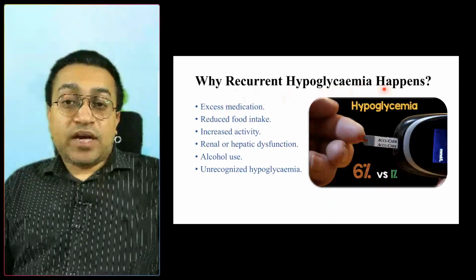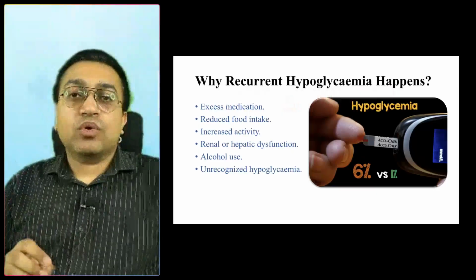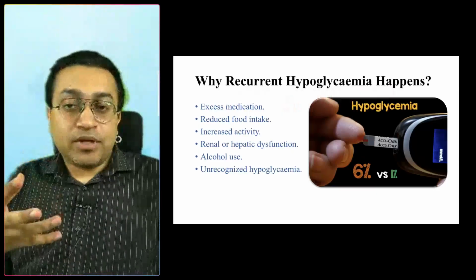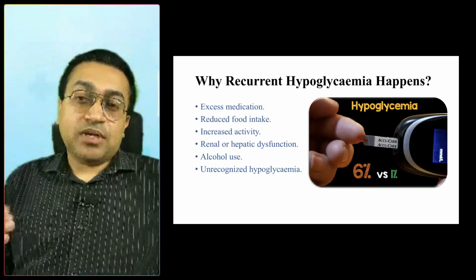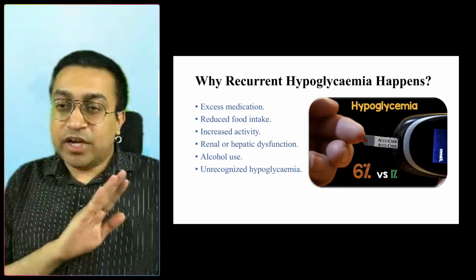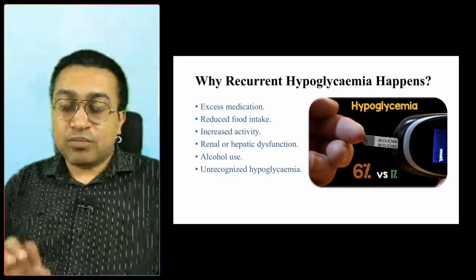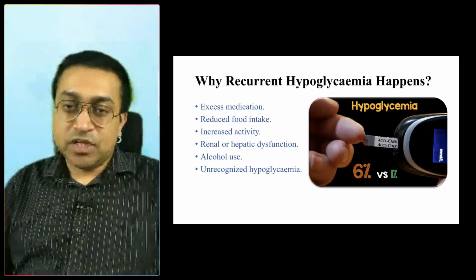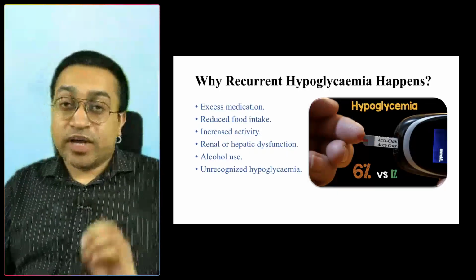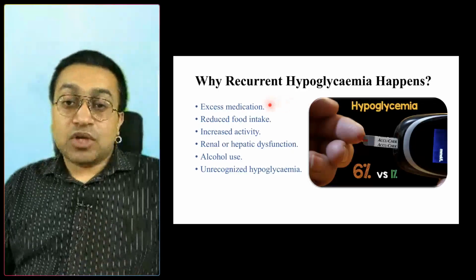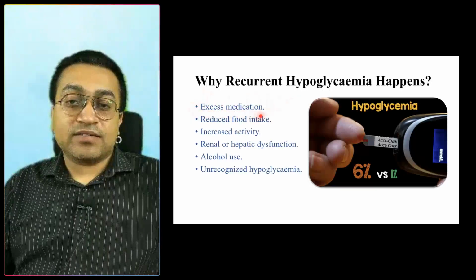So why does recurrent hypoglycemia happen? Now understand the why behind the thing, because now we know what will happen and how it will happen. We know the levels, so now why is this happening? Please take note of this slide. This is the most important slide of today's discussion, because if you don't know why, then you cannot actually identify or diagnose hypoglycemia in patients. So number one, the root cause of hypoglycemia in today's world is excess medication.